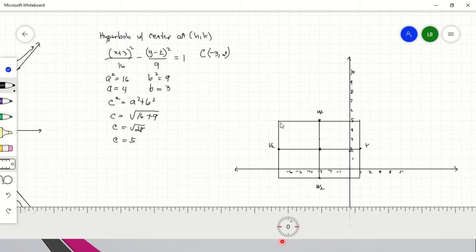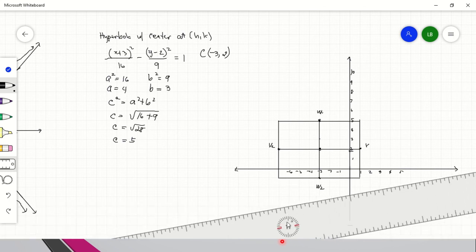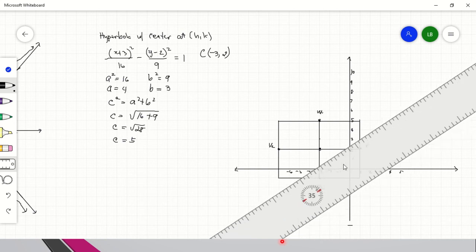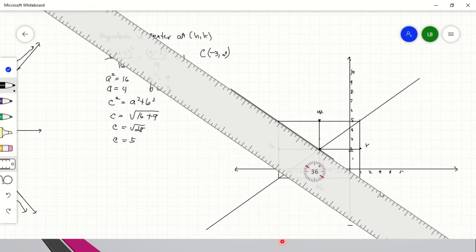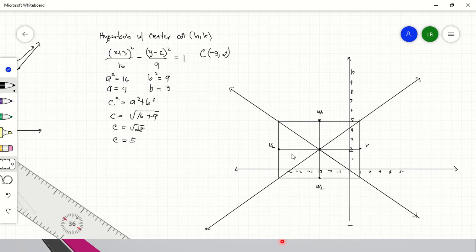So, ito yung ating auxiliary rectangle, passing the vertices and co-vertices. So, we can now draw our diagonal. So, itong two diagonals na to, yan na yung ating asymptotes. So, dyan, pag nagdodrawing tayo, dyan papalapit yung hyperbola. So, our focus is 5.